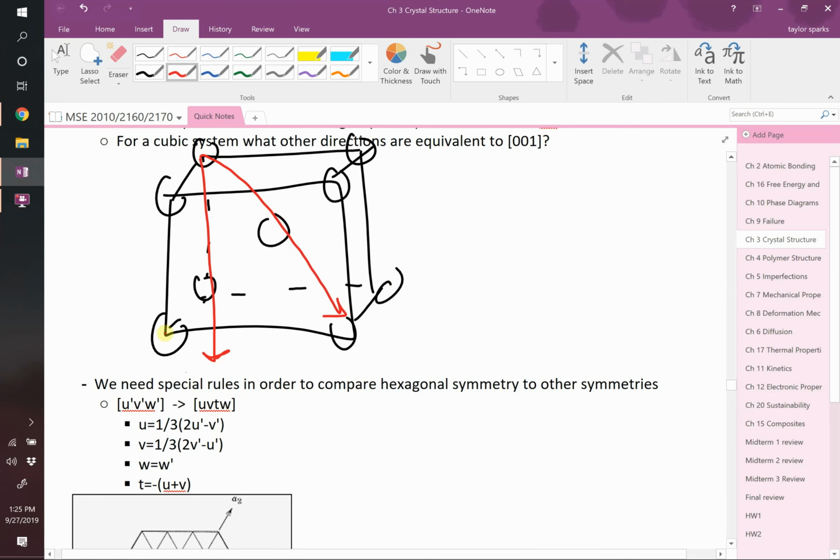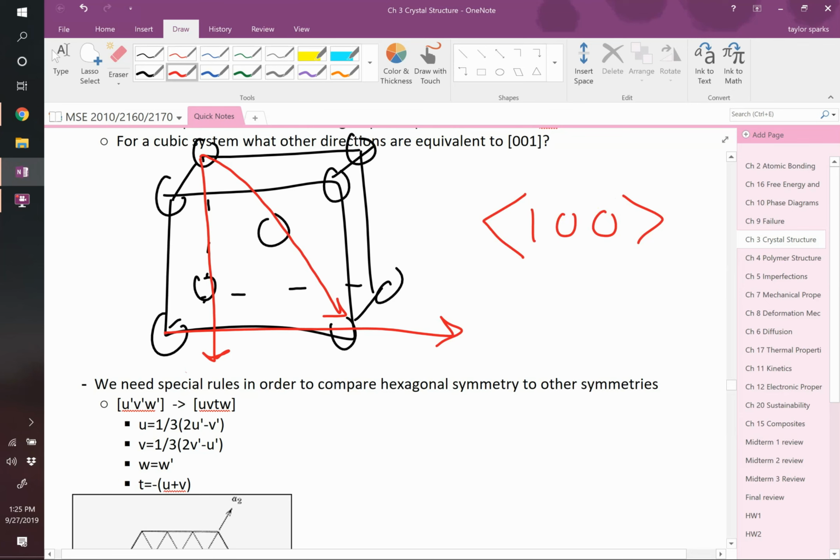But if I were to draw this one, this one and this guy right here are the same. Well, they're not the same, but they're in the same family. They both intersect the same types of atoms. So if something's in the same family of directions, we have a special notation for that. We now use pointy brackets, right? And we'd say that these are all in the 100 family of directions.